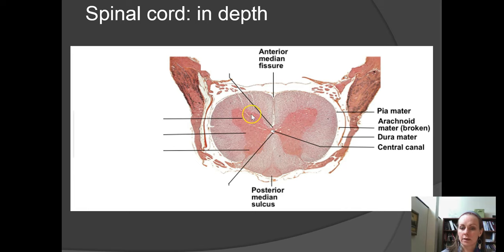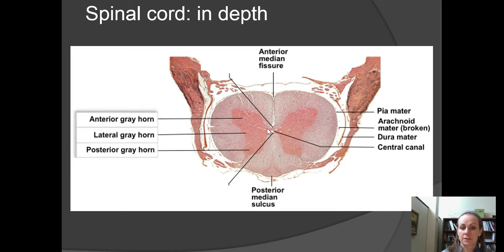Now let's look here at the gray matter in the different regions. They're all going to be called gray horns: anterior gray horn, lateral gray horn, and posterior gray horn. The anterior gray horn is going to be up this region, the lateral gray horn is right around here, and the posterior gray horn is back here. These same structures are present on the other side, and they have the same names: anterior, lateral, and posterior gray horns.